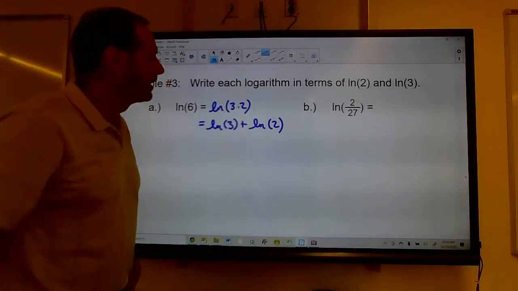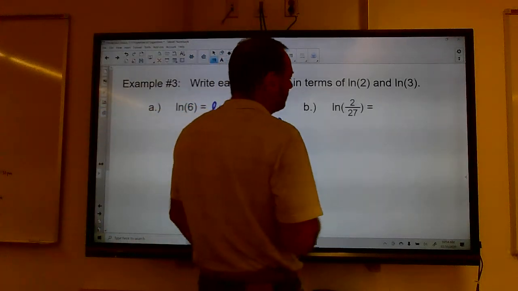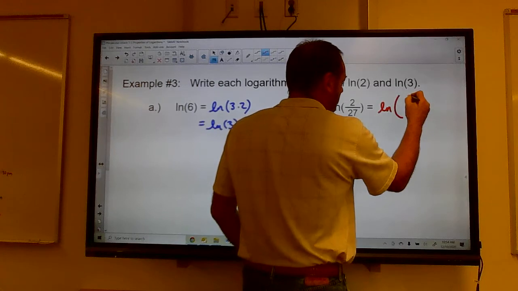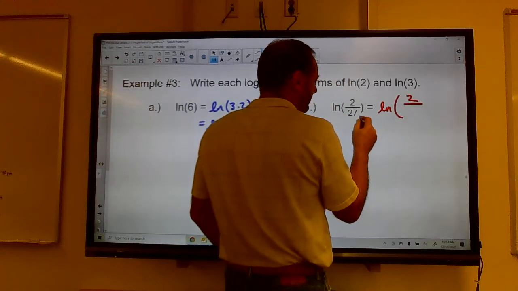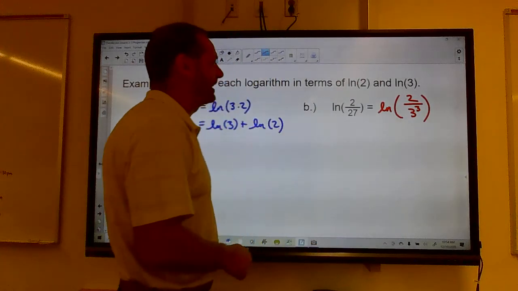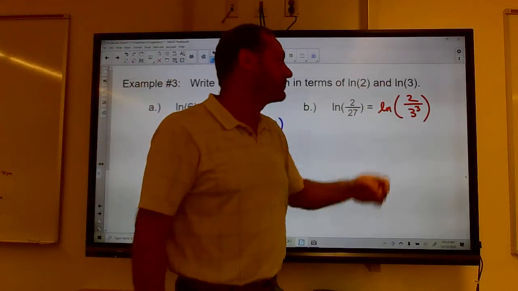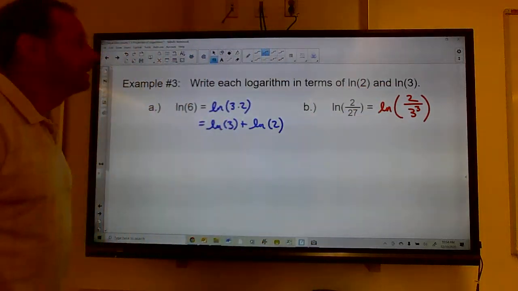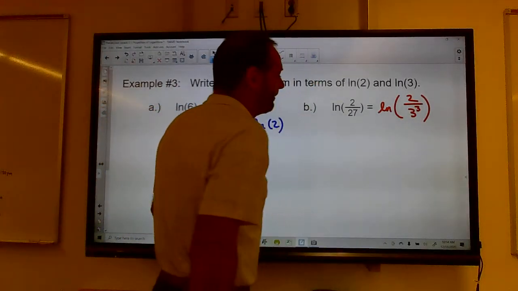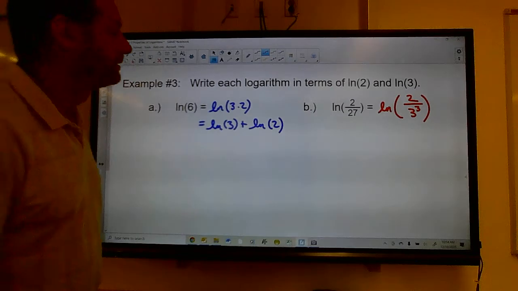All right, with the quotient property, I would rewrite this. This is the natural log of 2 over 3 to the third power. Now, why did I do that? Well, it said I needed to change this to the natural log of 2 and natural log of 3. And so 27 is 3 to the third power, so now I can do that.